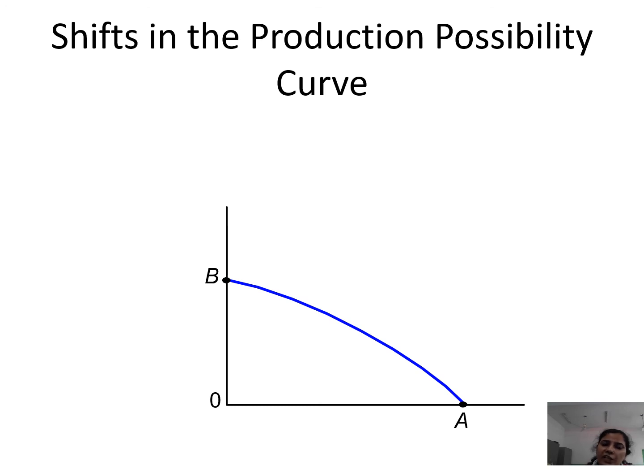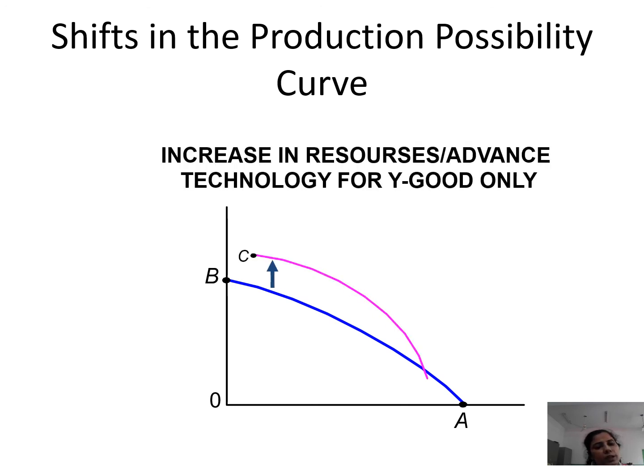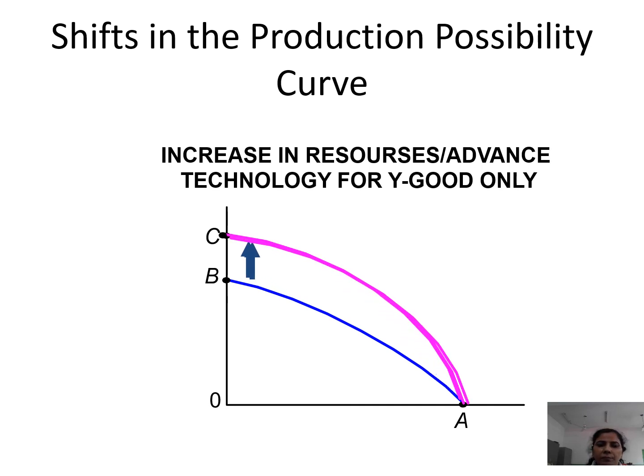Like the old or initial PPC is AB. As there is improved resources for the production of Y good or improved technology for the production of Y good only, then PPC will shift from AB to AC, from Y side. This is all about shift in PPC.